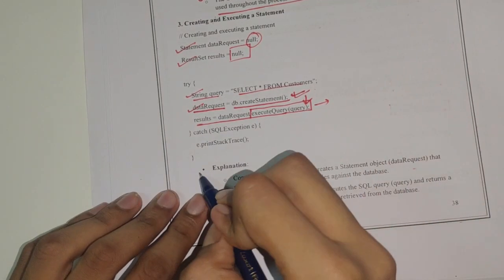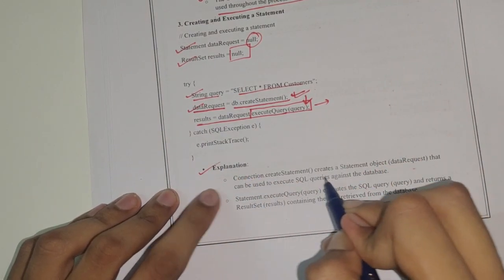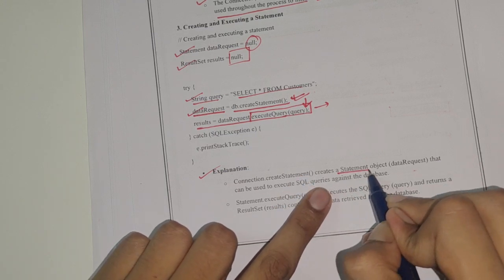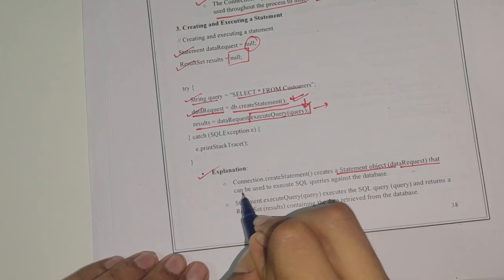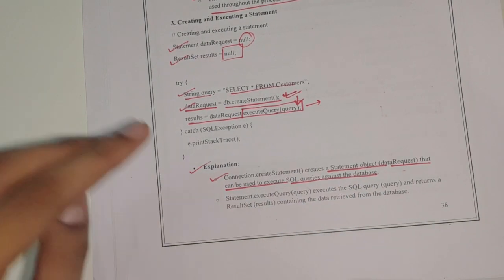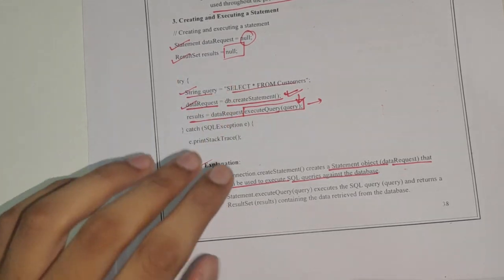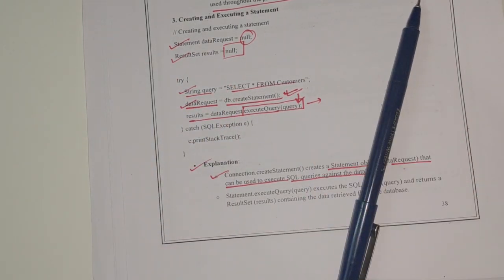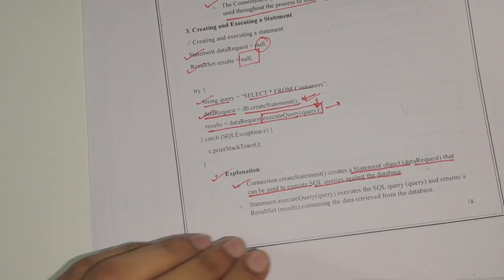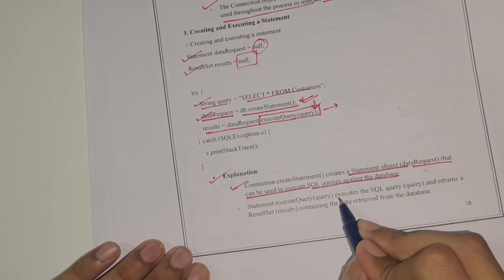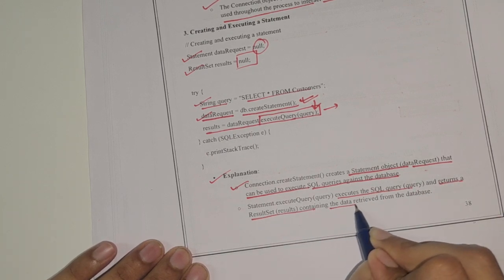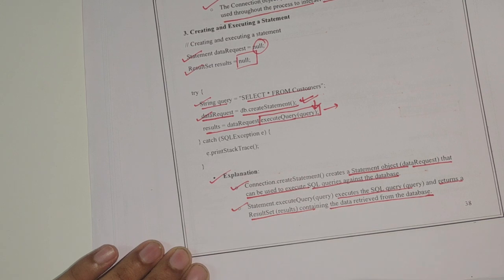Next is the statement, connection.createStatement. What it will do is create a statement object, that is a data request, that can be used to execute SQL queries against the database. That means this createStatement will help me to execute a type of query in the database. Now executeQuery will execute that particular SQL query and return the value in the result set containing the data retrieved from the database.